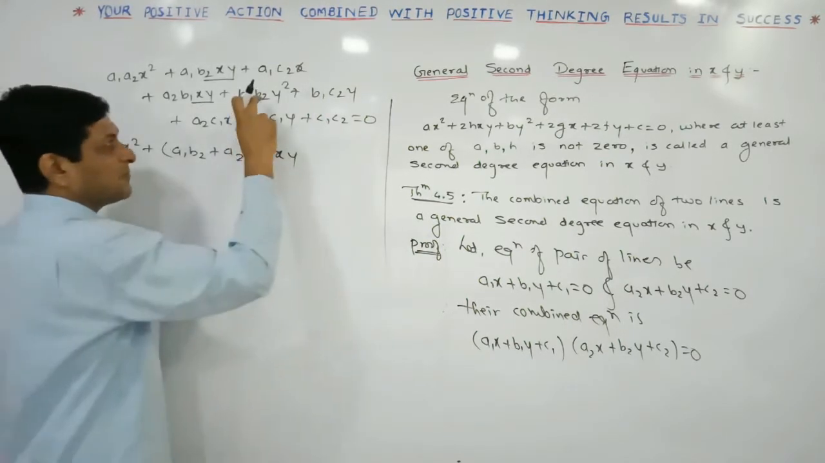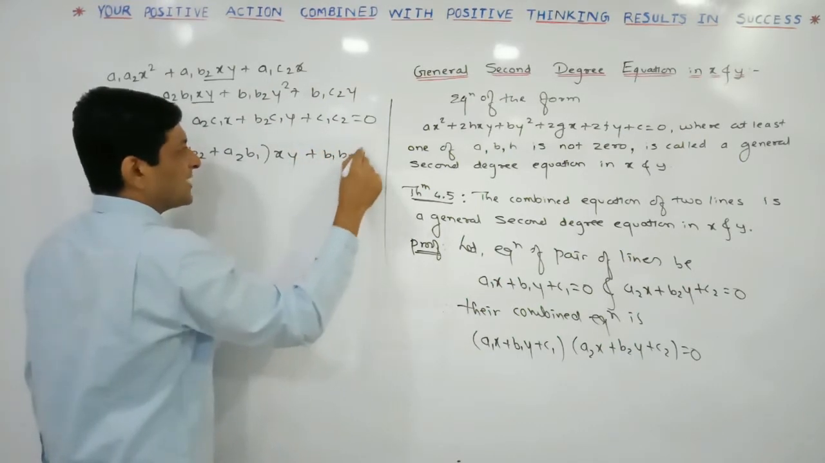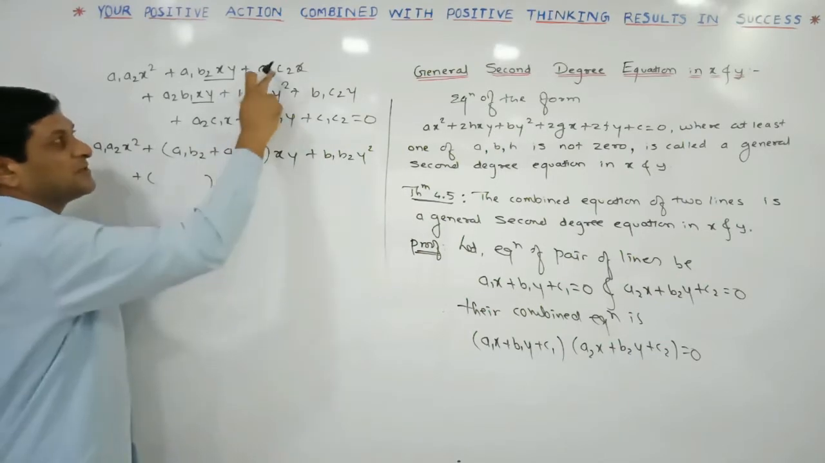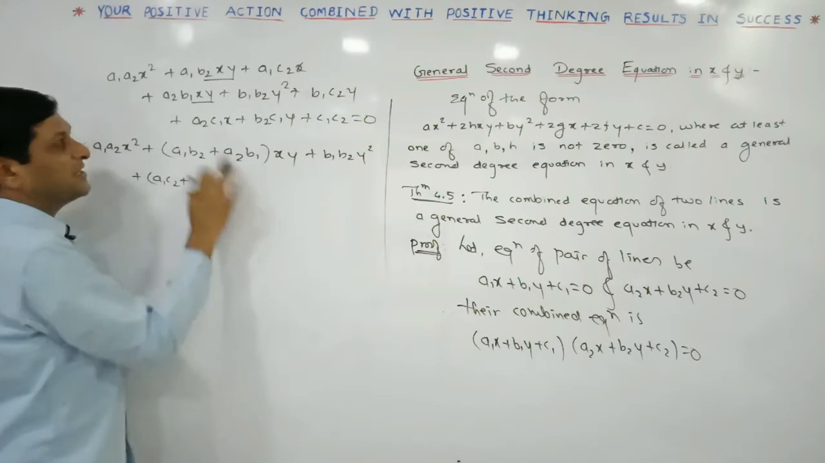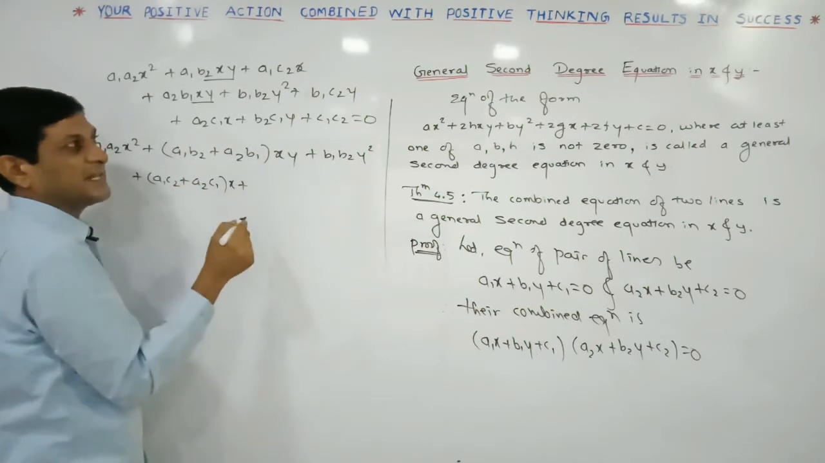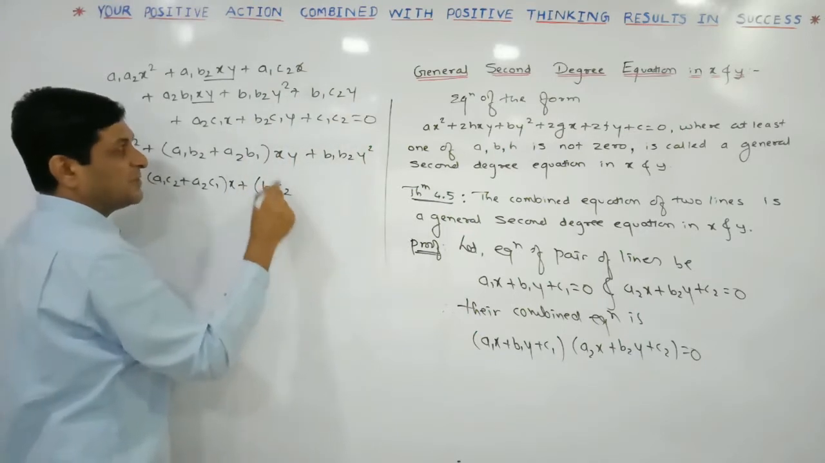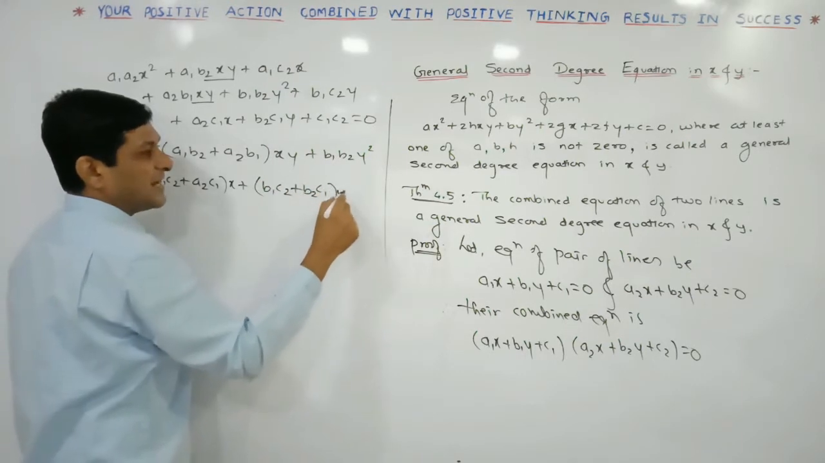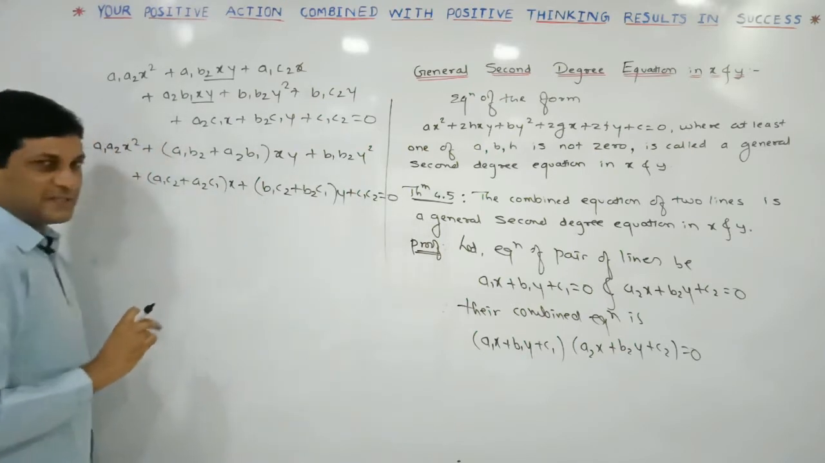Then collect the terms of y square. Only one term of y square is there, that is b1 b2 y square. Plus then collect the terms of x. What is the coefficient of x here? a1 c2 plus a2 c1 x. Plus then collect the terms of y. If we collect the terms of y, here we will get b1 c2 plus b2 c1 y, and lastly collect the constant term c1 c2. On this side 0, keep it as it is.